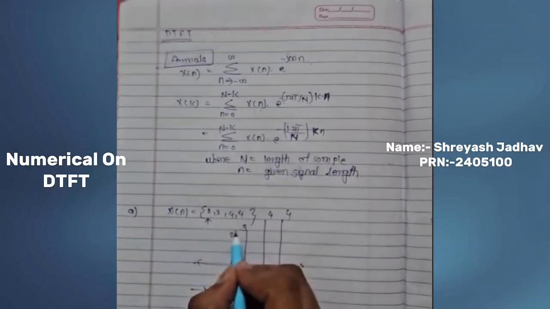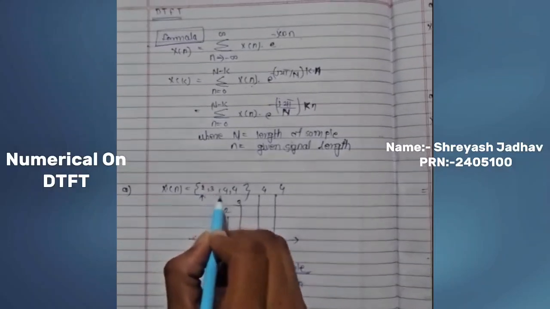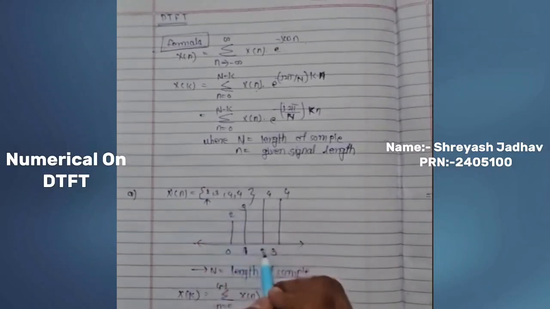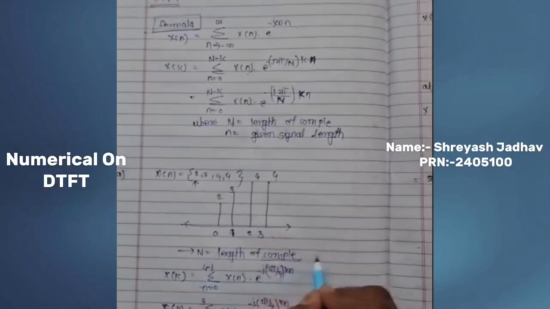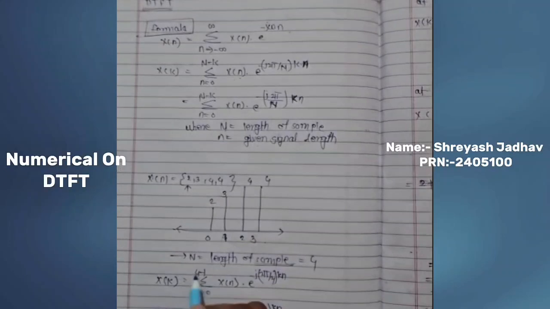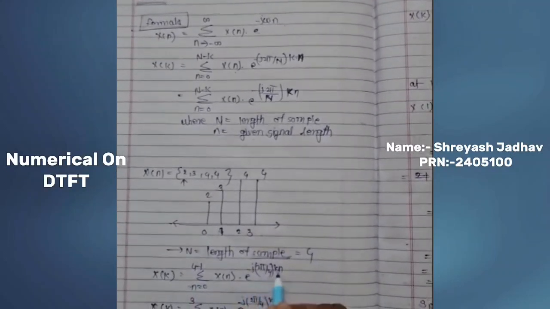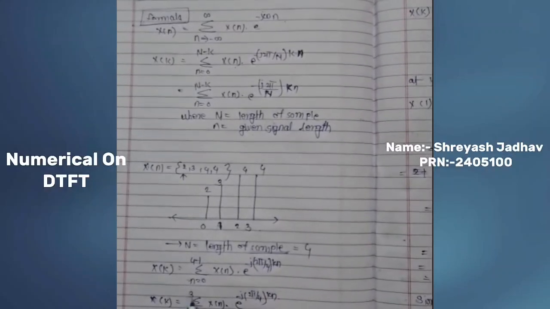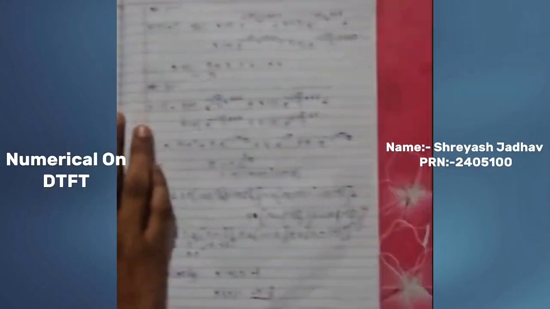Let's discuss the given numerical. This discrete signal is 2, 3, 4, 4, meaning 2 is at the 0th position, 3 is at the 1st position, 4 is at the 2nd position, and 4 is at the 3rd position. Length of sample is equal to 4, so X of k is equal to the summation of n from 0 to 4 minus 1 of x of n into e raised to minus j 2 pi by 4 into kn, where X of k is the sum for n equal to 0 to 3 of x of n into e raised to minus j 2 pi by 4 into kn.